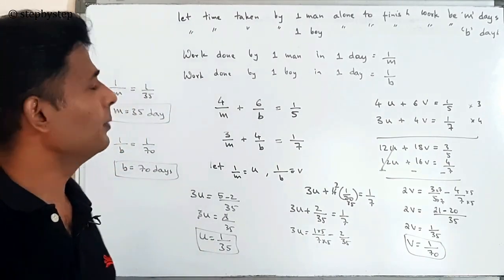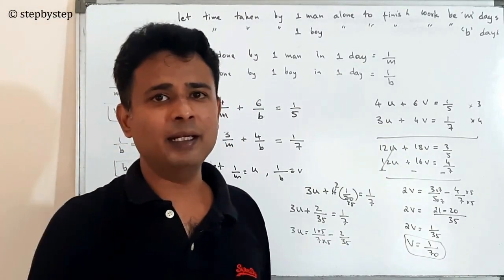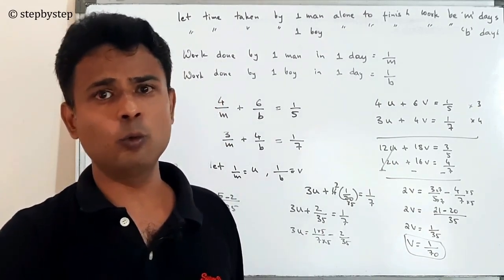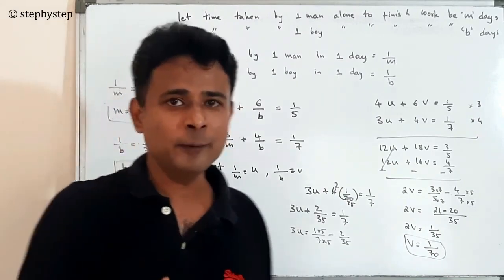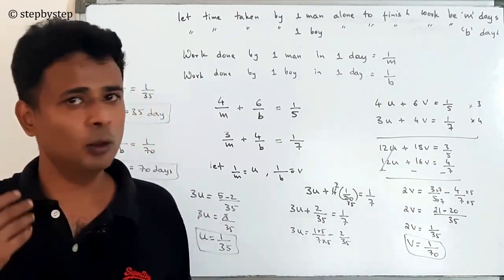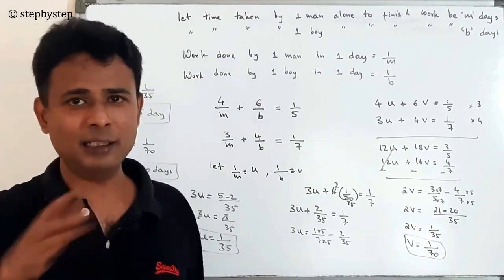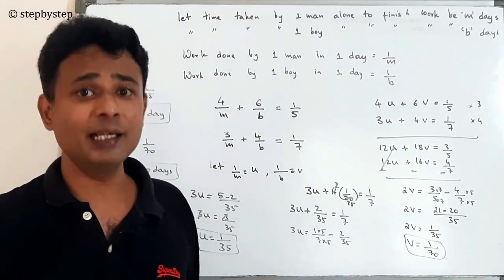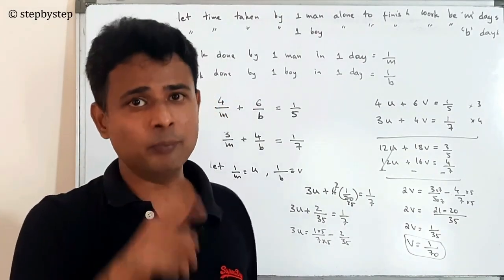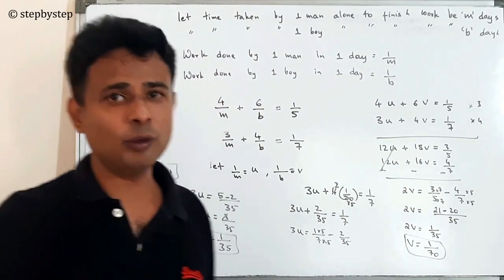This is a very common problem. They'll give you anything like 5 men and 6 women can work in so many days, 10 men and 2 women can work in so many days. Remember, let the time taken by one man alone to do the work be m, one woman alone to do the work be w. If they are saying boys and girls, let it be b and g. Whatever you are taking, remember the main thing is the work done in one day will be 1 by m or 1 by w or 1 by b or 1 by g. That is what you have to remember.